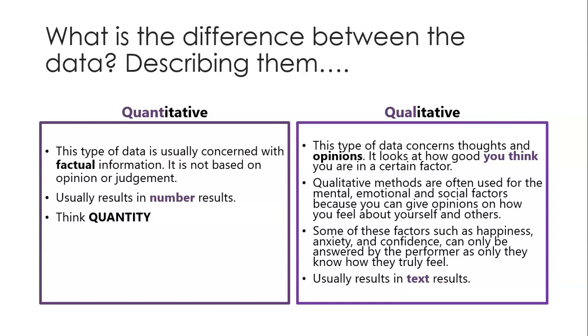For qualitative data, this type of data concerns thoughts and opinions. It looks at how good you think you are in a certain factor. Qualitative methods are often used for the mental, emotional and social factors because you can give opinions on how you feel about yourself and others. Some of these factors, such as happiness, anxiety and confidence, can only be answered by the performer as only they know how they truly feel. Qualitative data usually results in text results.